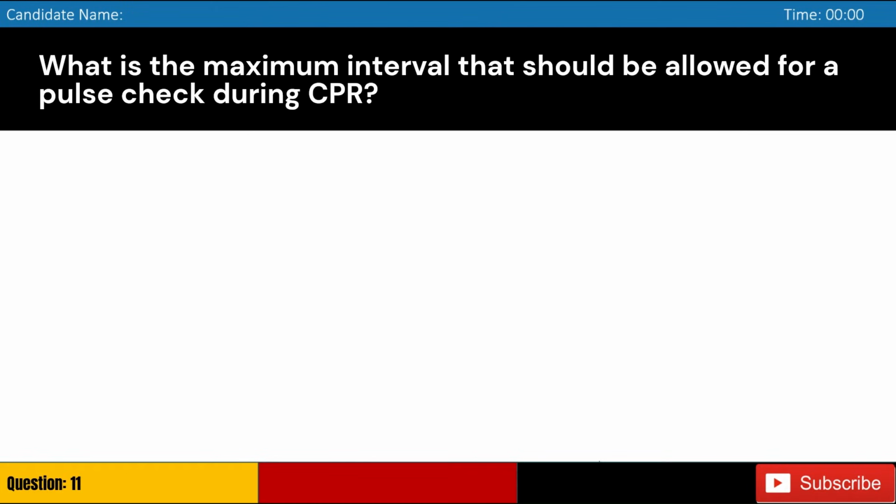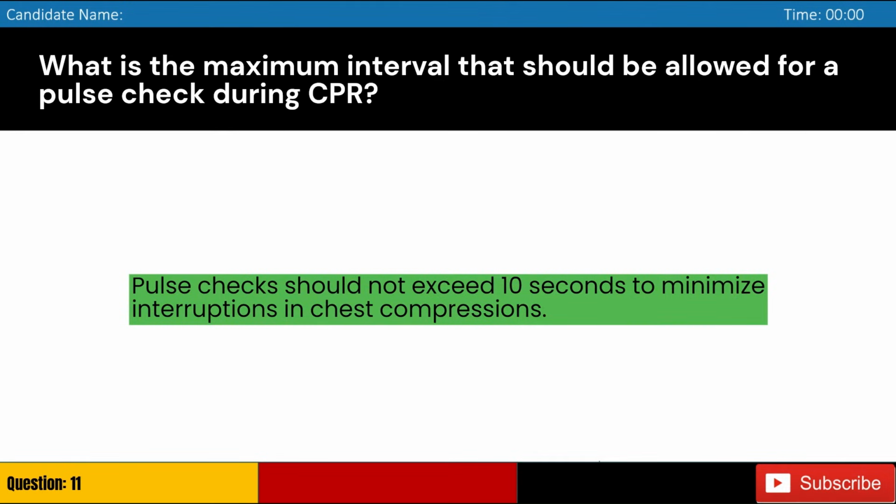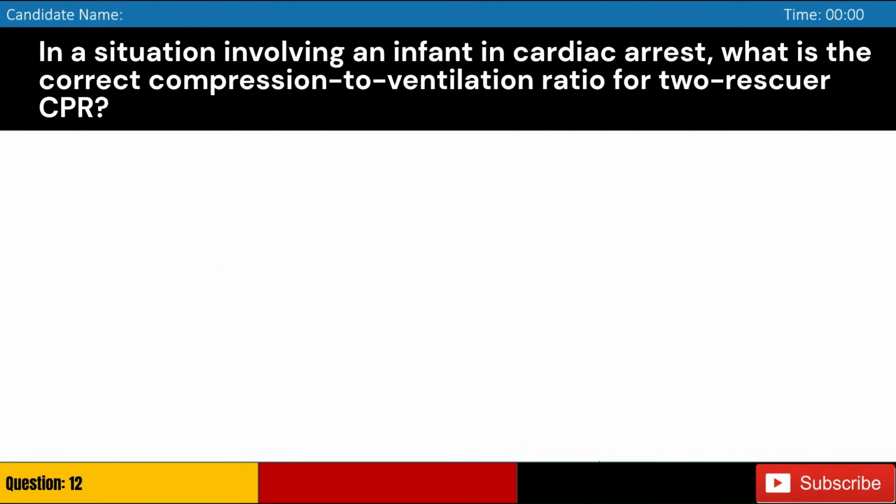What is the maximum interval that should be allowed for a pulse check during CPR? A. 5 seconds. B. 10 seconds. C. 15 seconds. D. 20 seconds. Answer: B. Pulse check should not exceed 10 seconds to minimize interruptions in chest compressions.